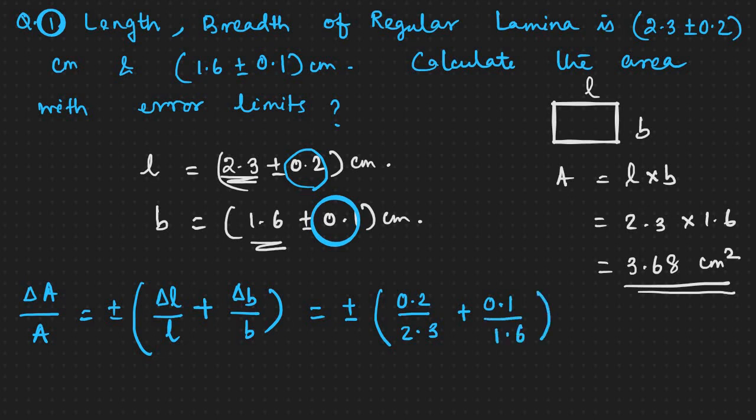It should be it. So this is equal to plus minus, it will be solved as 2 by 23 plus 1 by 16, and after that I'll be getting it as plus minus 55 by 368. You must be getting it also, because this is the error limit.